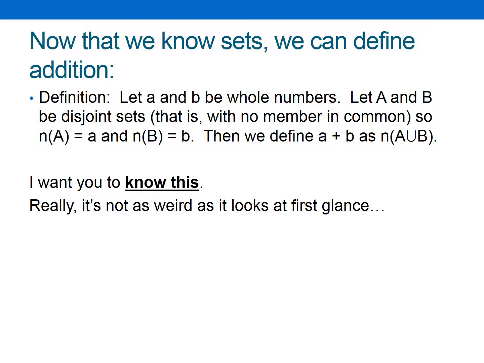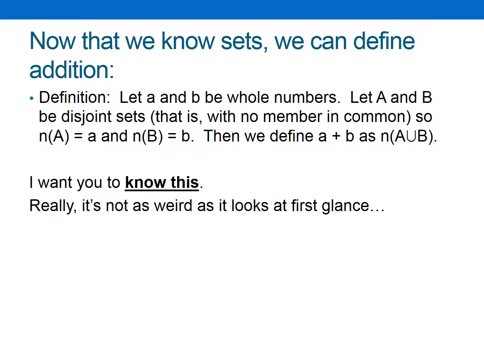So here's the definition. Let A and B be whole numbers, and let A and B be disjoint sets. That means that A intersect B is the empty set, but really it just means there's no member in common, so that big A has little a members and set big B has little b members. Then we define the sum of little a plus little b as the number of elements in A union B.